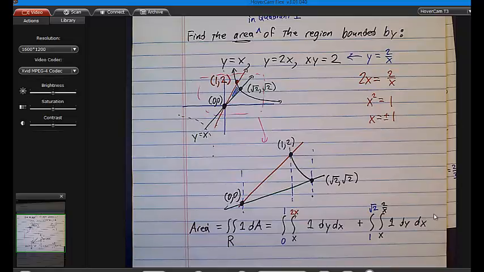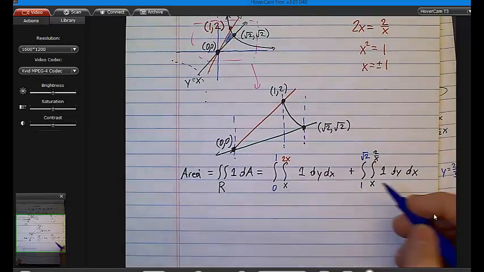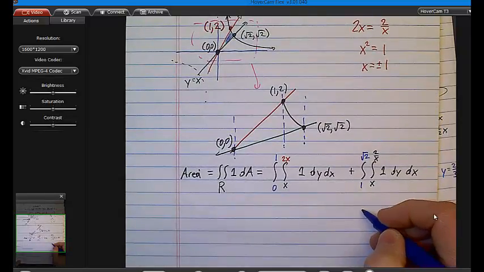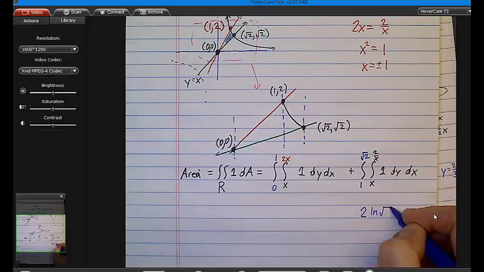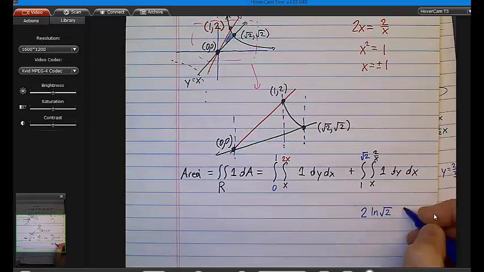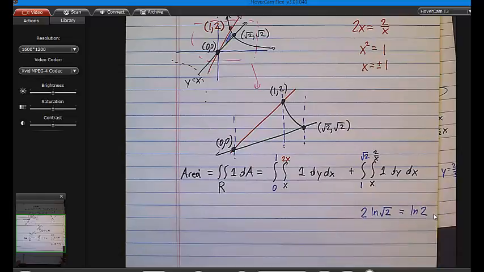So decision to make. Should I work it out or let you guys work it out? I'll tell you that if you work it out, I think what you get is 2 times the natural log of the square root of 2, which can also be written as the natural log of 2. So it's a really nice answer. And that's using log laws. So again, we could decide how much to do with that.